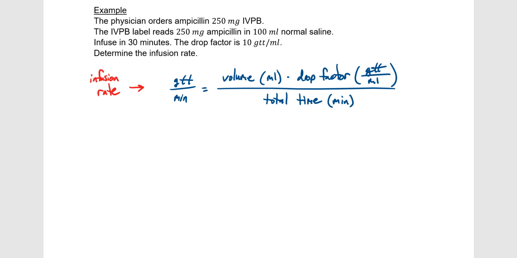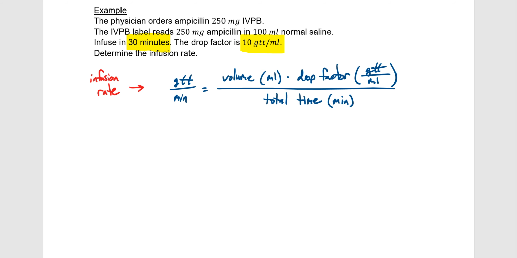Okay, so we have our formula. So we need the volume in milliliters, the drop factor, and the total time. So drop factor, let's find that first. It's going to be one of the easiest. That's 10 drops per milliliter. And we have the time for the denominator of 30 minutes. That's already in minutes. We don't have to make a conversion at all.